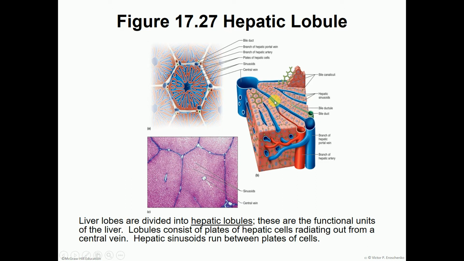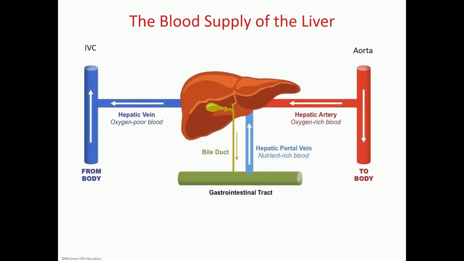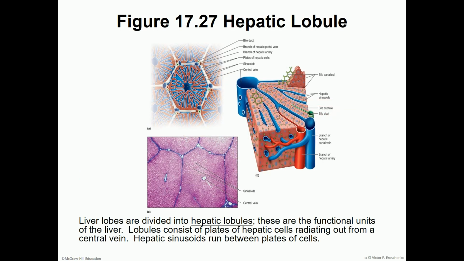Now, going back to these sinusoids, all of that blood is now deoxygenated and will drain towards that central vein, and all of these central veins will gather together to eventually become that hepatic vein that again drains the blood into the inferior vena cava. So this is how these hepatic lobules are organized. That's what the liver looks like in a microscopic picture.